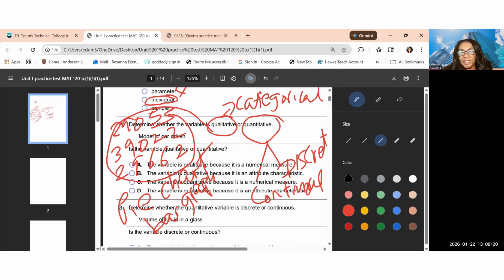If a variable is qualitative, it's categorical. The kinds of graphs you draw are bar graph and pie chart.